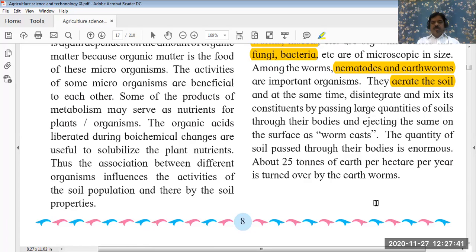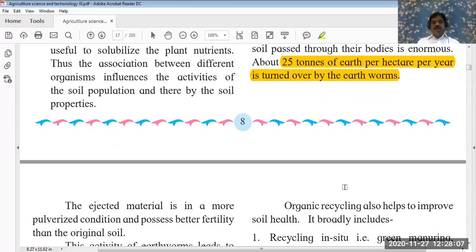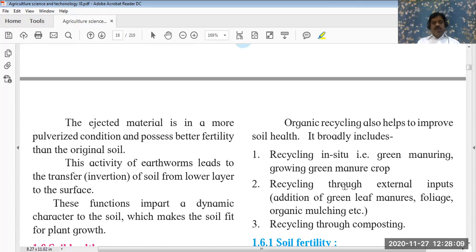Generally, 25 tons of earth per hectare per year is turned over by the earthworm. These earthworms are very handy and very useful to the farmers and to plant growth, because they increase the fertility. So these are the physical and chemical functions of soil.